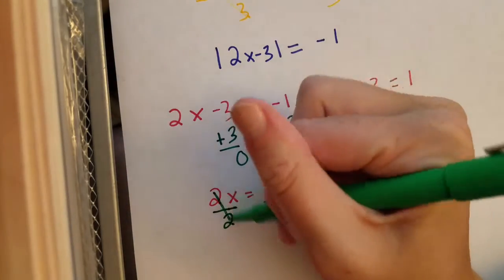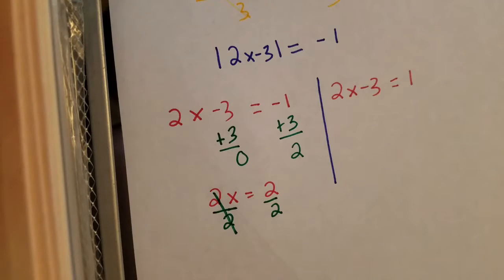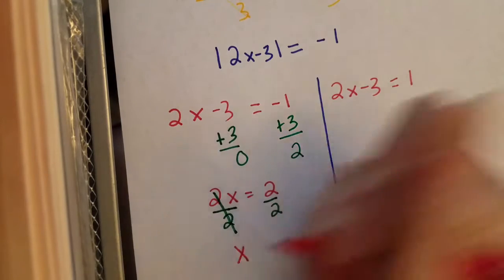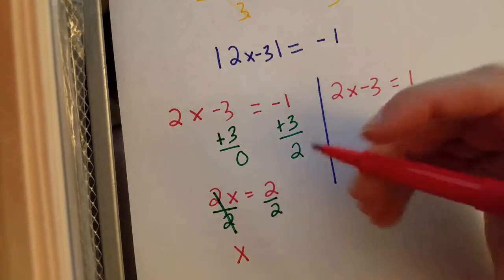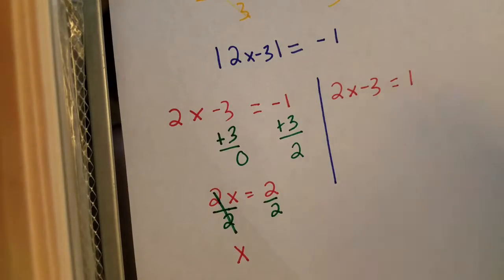So on this side, 2 divided by 2 cancels out and turns to 1. So we're left with x. And then on this side, 2 divided by 2 also will cancel and turn to 1. 2 divided by 2 is 1. So one of my answers is 1, but I'm not going to circle it yet because remember, after we check, sometimes we have answers that are sneaky little ninjas that act like they're answers, but they're not answers. So you got to watch out.